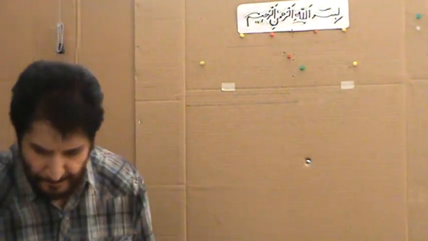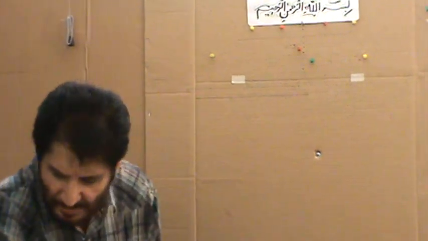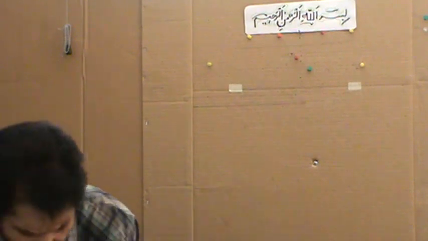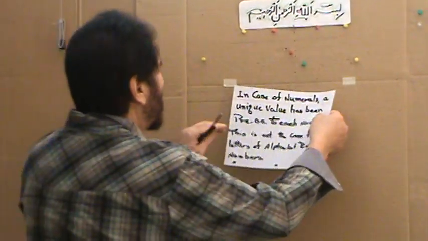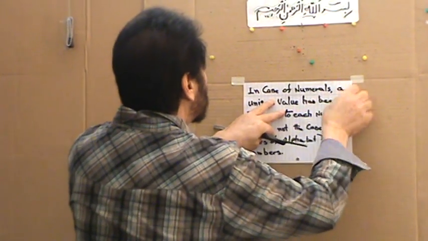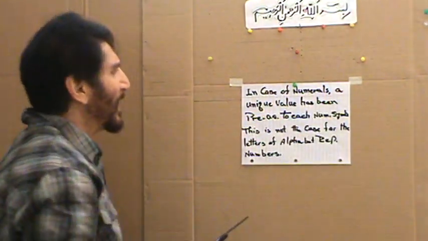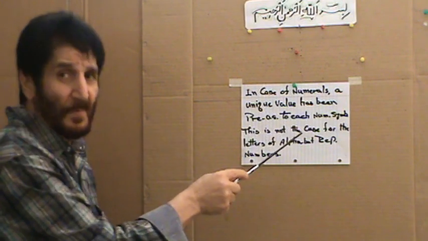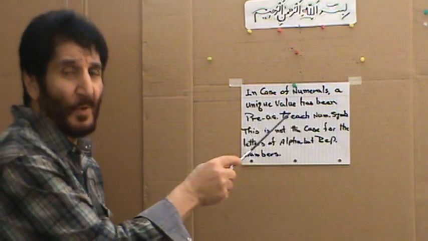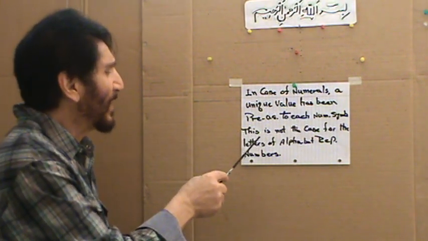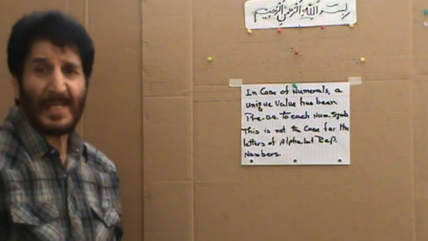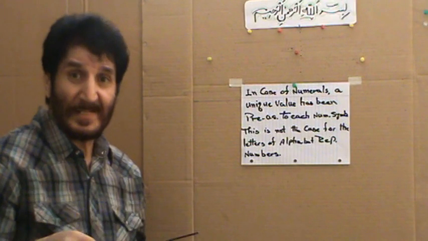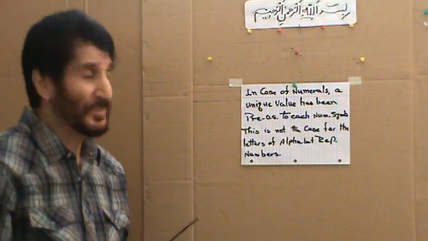Okay, now let's see. I have written this one for you, by the way, if you want to write it down, because some students like to write that. I said, in the case of numerals, a unique value has been assigned to each of the symbols 1, 2, 3, and so forth. But this is not the case for what? For the letters of the alphabet representing numbers. I already mentioned this, it is kind of repetition.